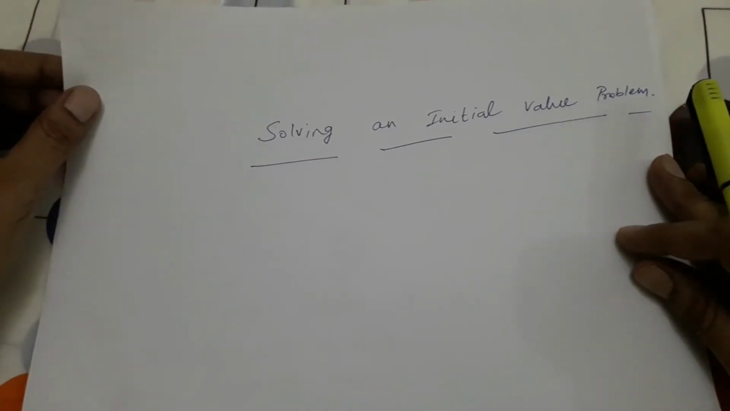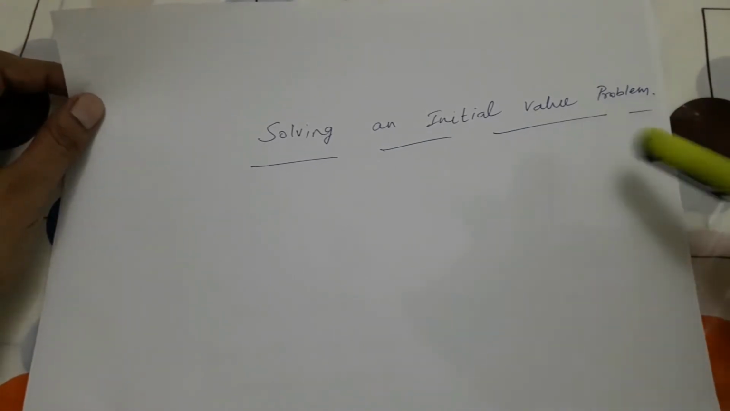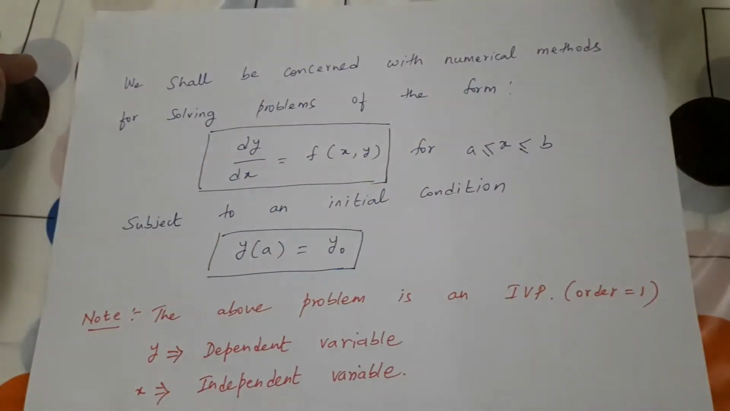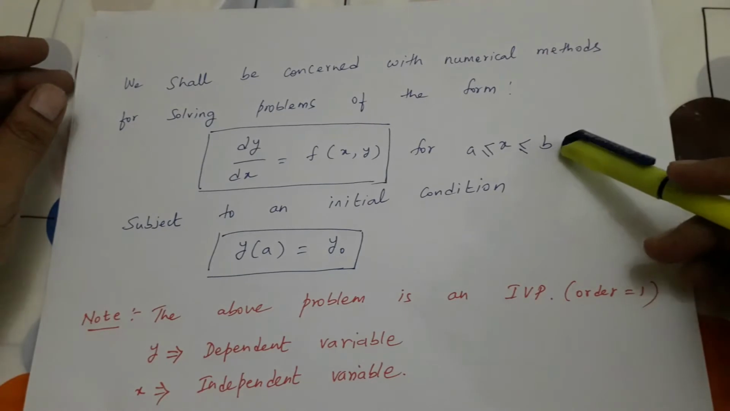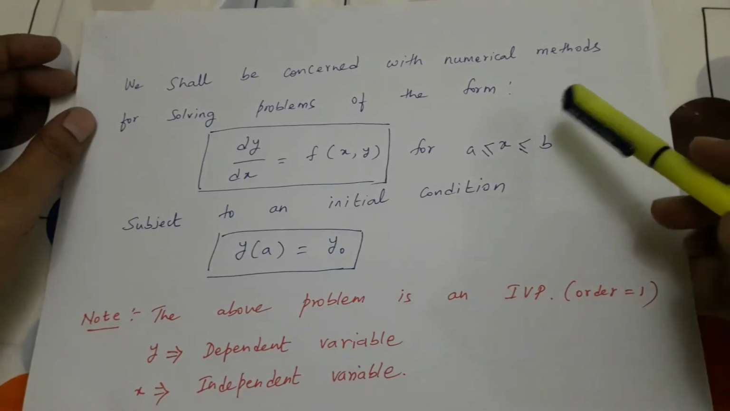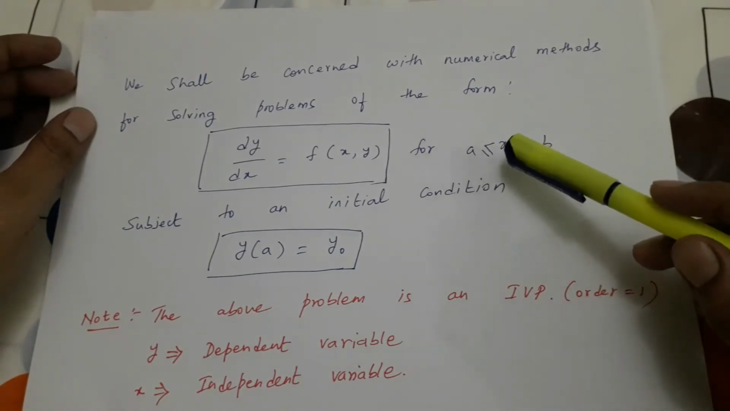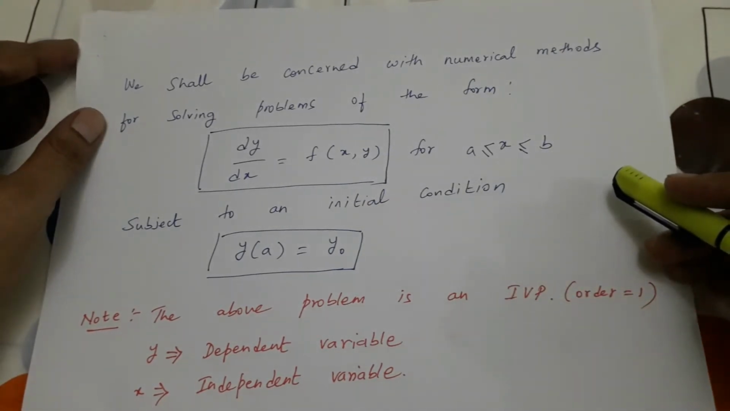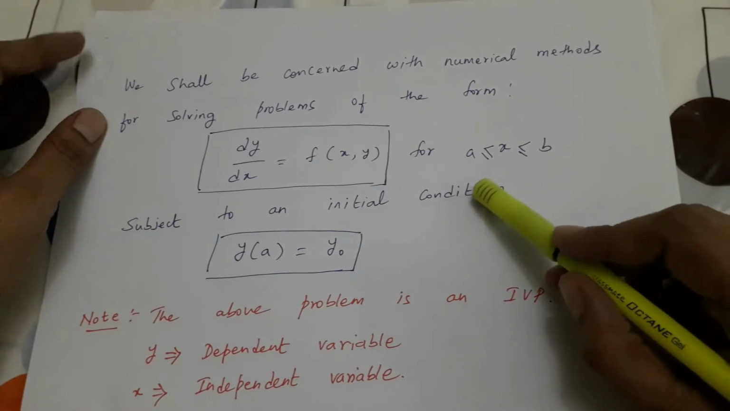Hello everyone. In today's lecture, we will see how to solve an initial value problem. We shall be concerned with numerical methods for solving problems of the form dy over dx is equal to f of x comma y for x lies between a and b.